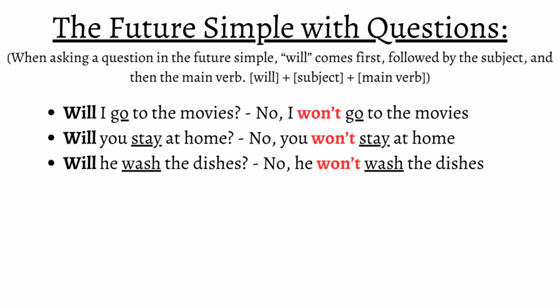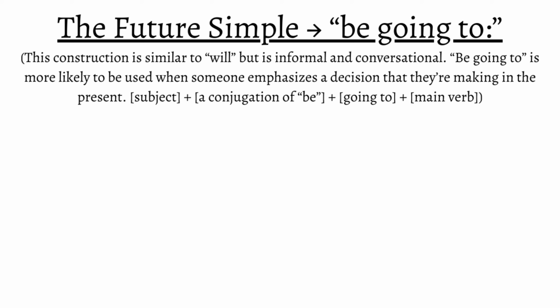Interestingly, the meaning of the future simple can be expressed in a different way that doesn't require the auxiliary verb will. Another common form of this tense uses the phrase be going to. This construction is similar to will because it also shows actions or events that will begin and end in the future. But it's generally informal and conversational. Be going to is more likely to be used when someone emphasizes a decision that they're making in the present, while will is more common for a statement of fact about the future.